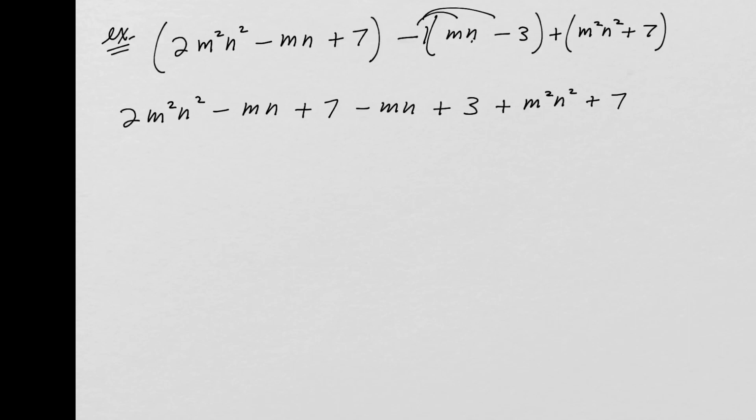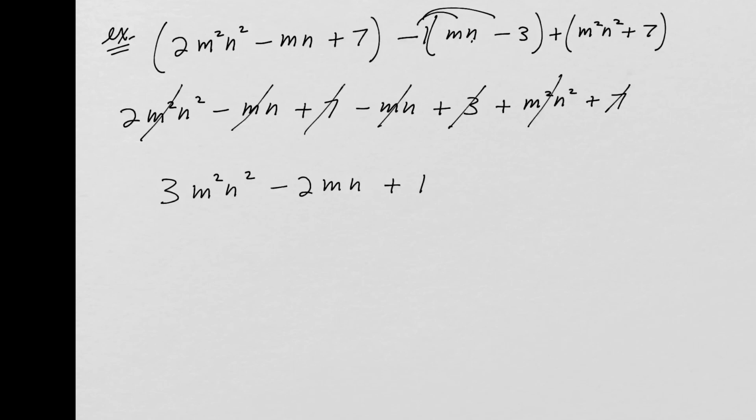Okay, so now let's combine like terms. Let's see. So m squared n squared. I have 2 here, and what else? Oh, and I have 1 here, right? So that would be 3m squared n squared. Then mn's, I have a negative mn, another negative mn. Remember, that means -1, right? So -1 minus another 1 is -2mn. And then for constants, I have 7 plus 3, that's 10, plus 7 is 17. So that would be the result of adding and subtracting those polynomials together.